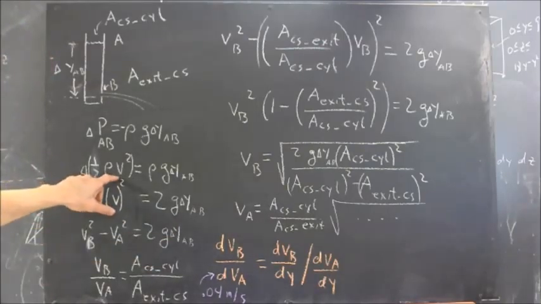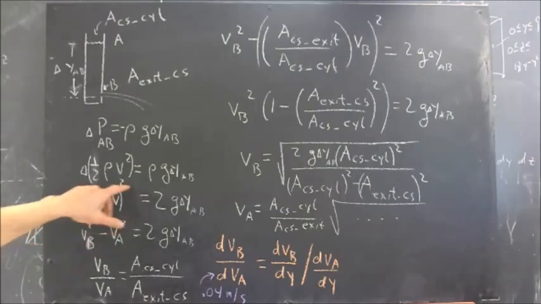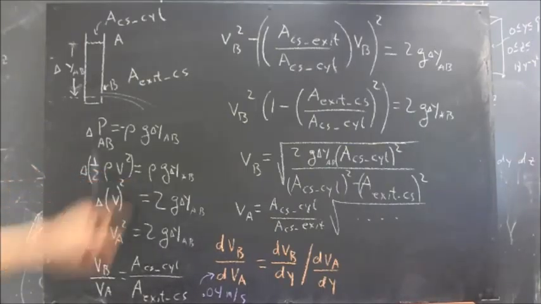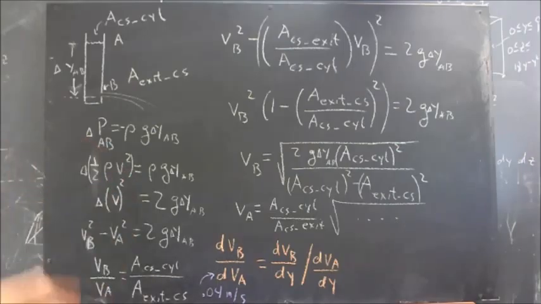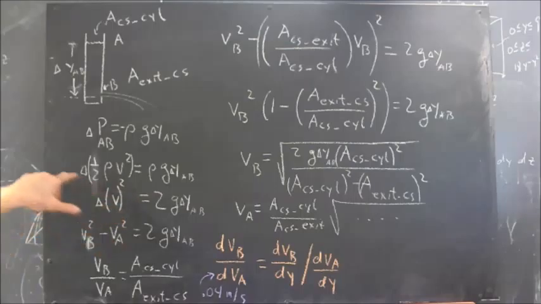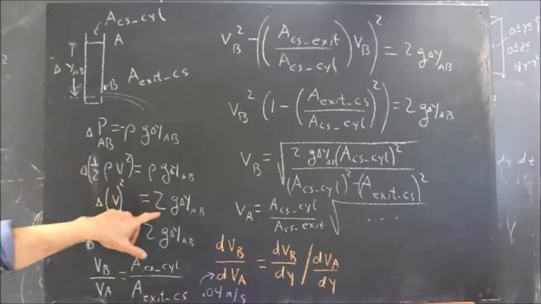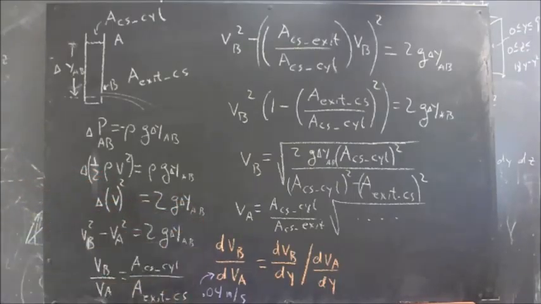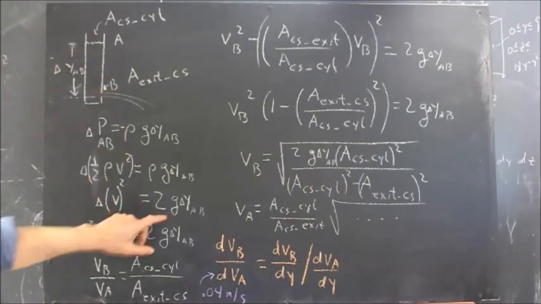Well, anyhow, we solve this then for the change in v squared. There's no change in 1/2 rho, so that can come out of the change operator. And we get the change in v squared, just dividing both sides by 1/2 rho, we get 2g delta y_AB. So the change in v squared from here to here is just this.